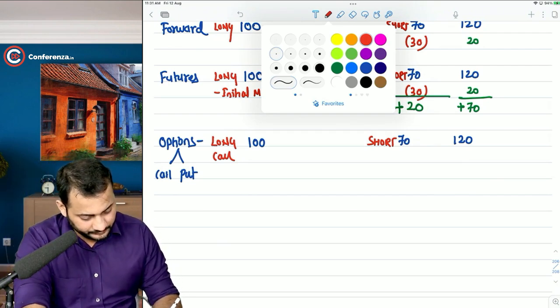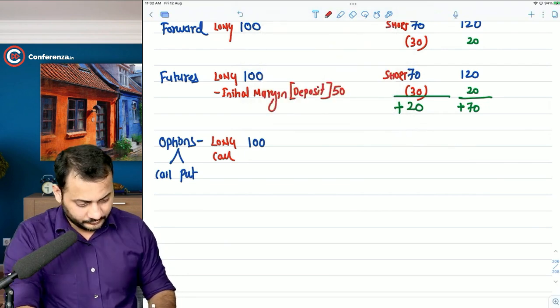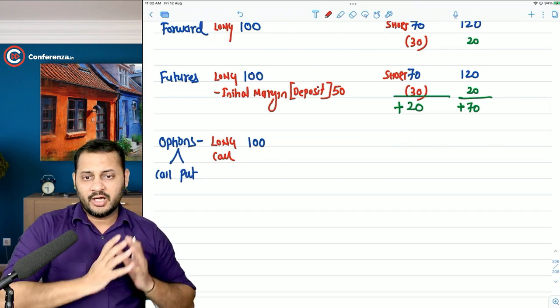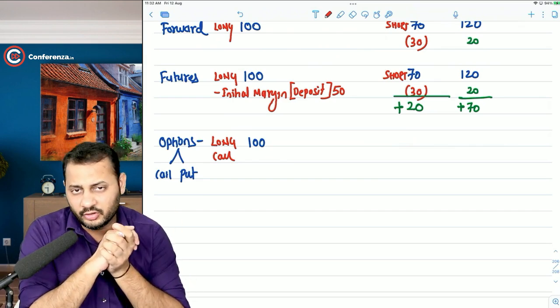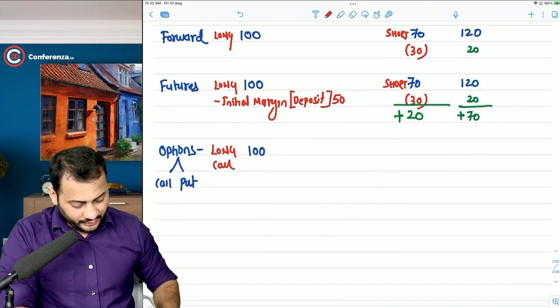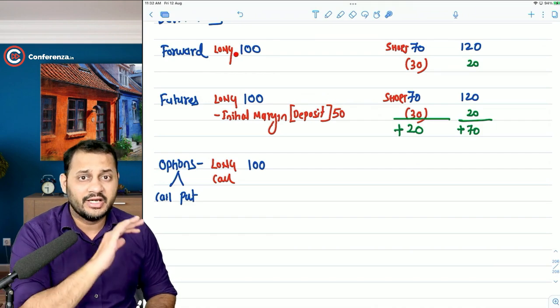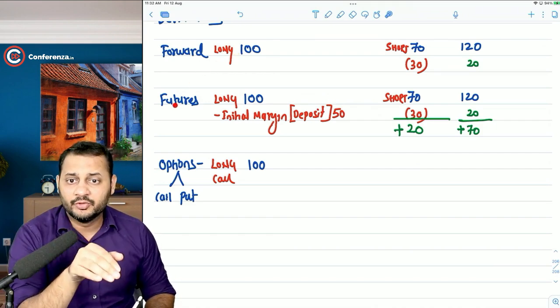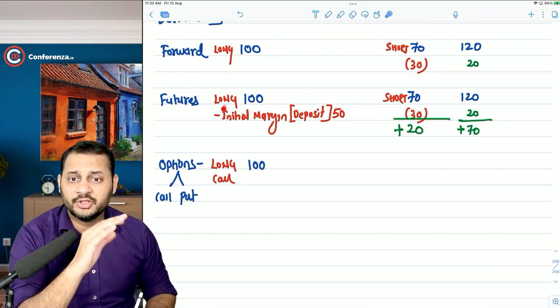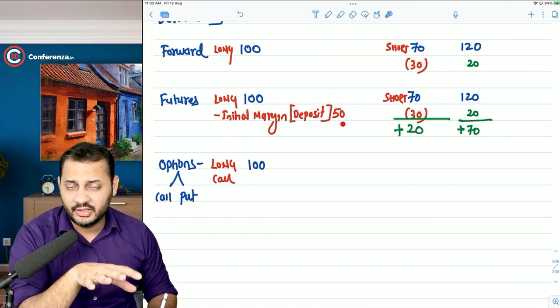First of all, now once you have taken this position of long call at 100 rupees of the strike price, you need to decide. See, in the forward contract, in order to take this position, you didn't have to pay anything. In the futures contract, in order to take this position, you had to pay initial margin, which was a deposit, that is of 50 rupees.